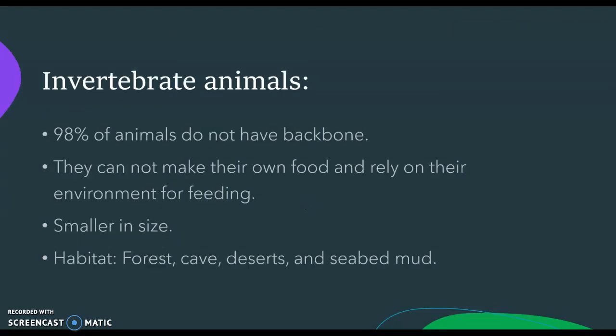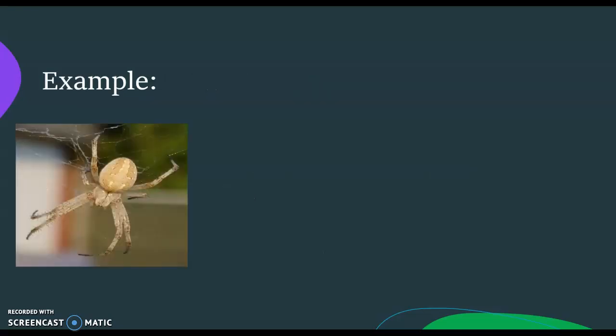Invertebrate animals consist of 98% of animals that do not have a backbone. They cannot make their own food, and they rely on their environment for feeding. Smaller in size, they have to find different ways to live, so you'll find them in forests, caves, deserts, and seabed mud. Some examples of these are spiders.